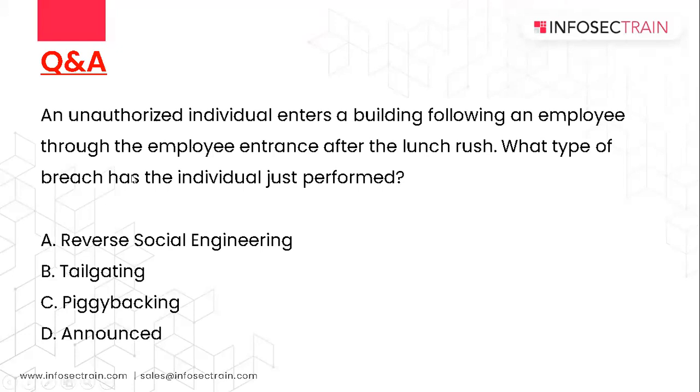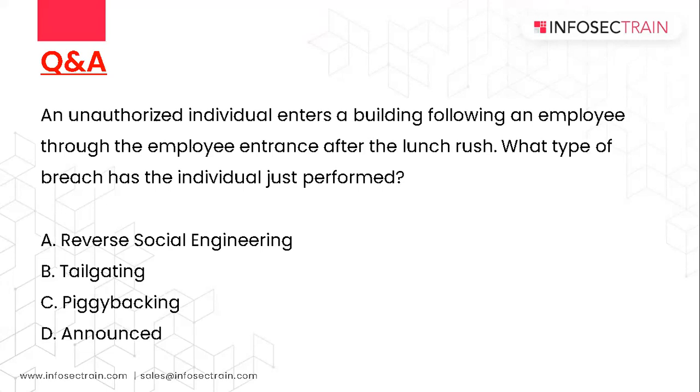So the question is saying that an unauthorized individual enters a building following an employee through the employee entrance after the lunch rush. What type of breach has the individual performed? Option A is reverse social engineering, option B is tailgating, option C is piggybacking, and option D is announced.